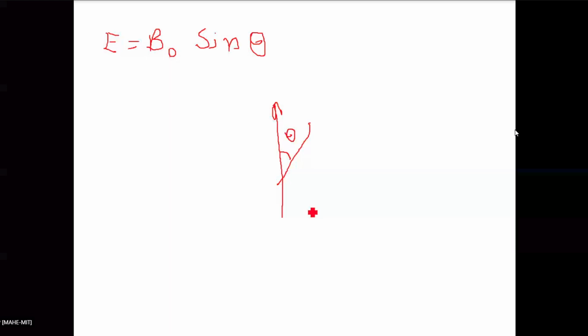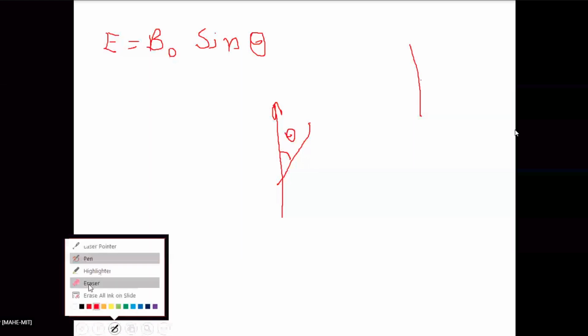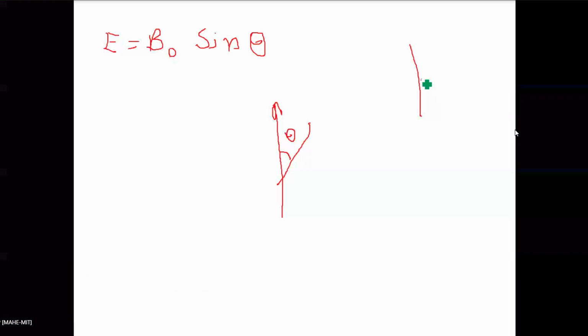Now, if you plot sin theta, the expression for electric field is given as B naught sin theta. So if you plot sin theta, how will it look like? See, this is the z-axis. So I'll just draw the pattern. See, sin theta will be like this. Do you get it? Sin theta.